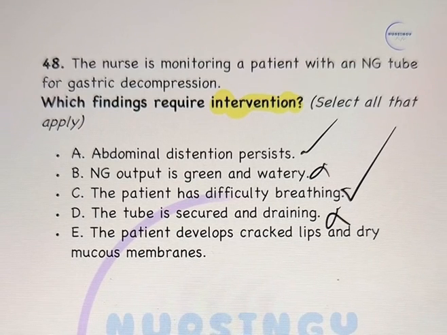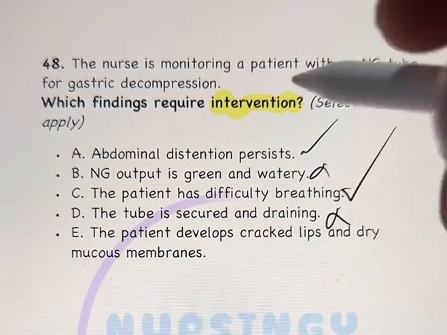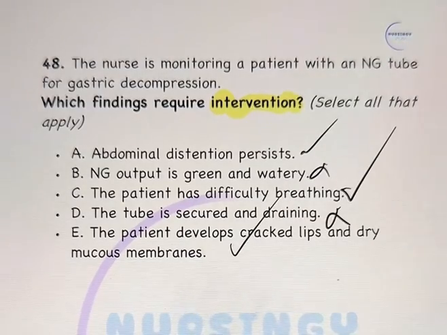E, the patient developed cracked lips and dry mucous membranes. So now we are having too much fluid coming out. Patient is not drinking enough. It is a sign of severe dehydration. We need to increase the fluid administration. Okay, so assessment, dehydrated definitely. Okay, so E is correct.